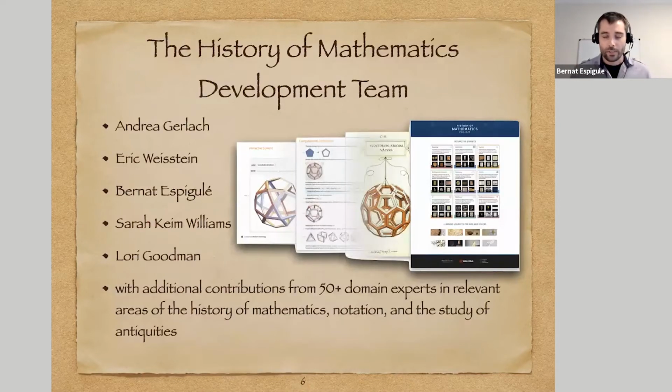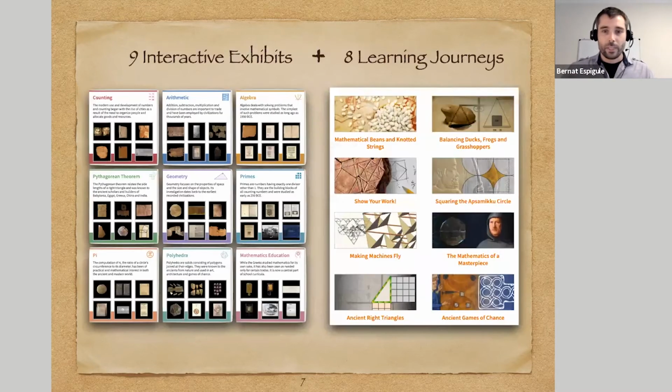And so the Wolfram group team was quite small, but we created this website in a short amount of time. And then we also consulted for the content. We have the contributions from 50 domain experts in relevant areas of the history of mathematics. So it spans from prehistoric to more recent mathematics, and you're going to see some of the examples that we have there. So those are the 2 main sections.